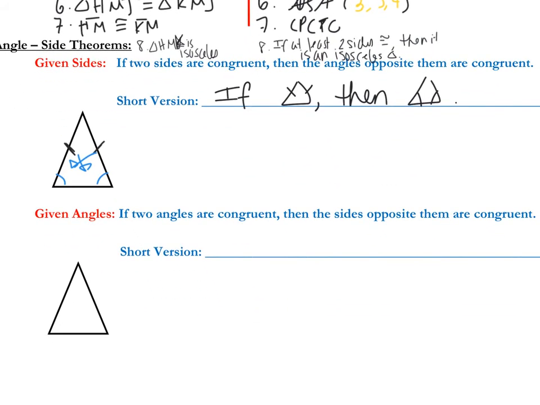And then we can do the converse. If two angles are congruent, then the sides opposite them are congruent. So if two angles congruent, then sides congruent. So in this example, we would know that the angles are congruent, therefore the sides are congruent.